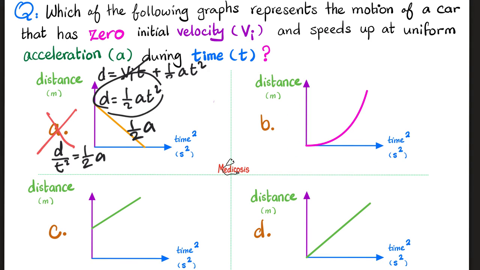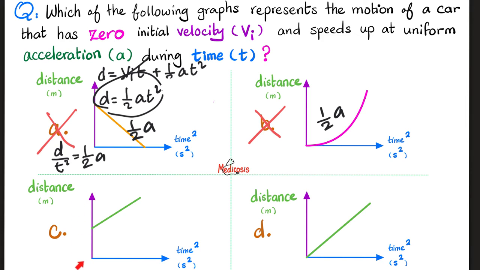Let's look at this doozy. Here is distance again, time squared again. So what's the slope of this line? It is half of A. All right, half of A is going up. Is this speeding up? Yes, it is. Is this uniform? No, it's not. Making B incorrect. Let's look at C.